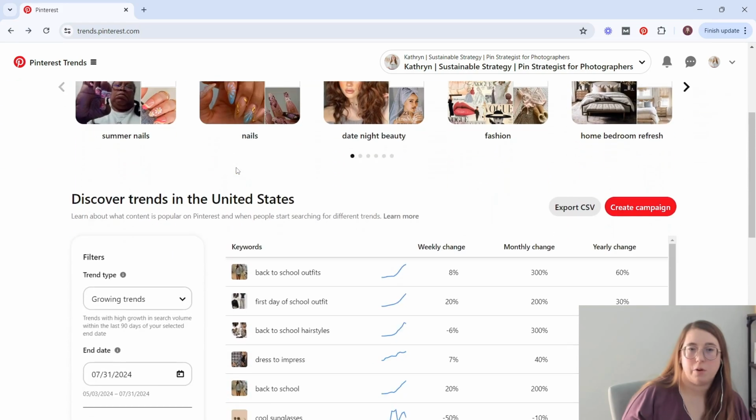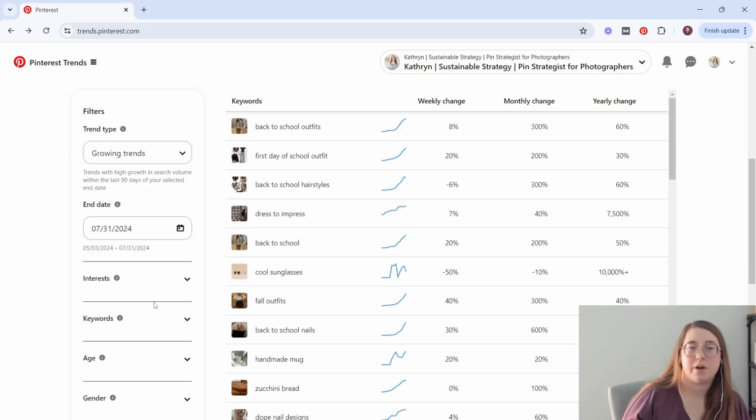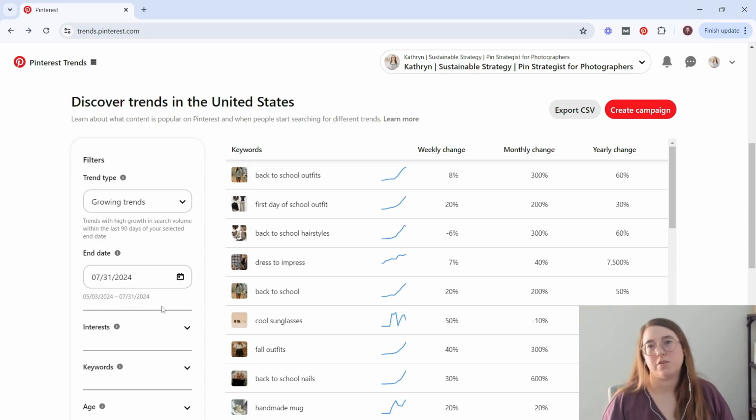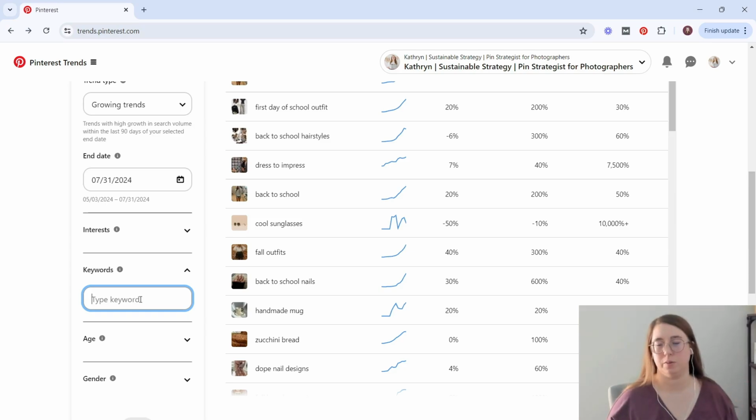We are going to scroll down here, and this is where I look for growing trends. For the brand photography niche, we're going to go down here to keywords. It's going to be looking at the dates within this range here, which is going to be May, June, July, so the last 3 months essentially. And we're going to go to keywords, and then you're going to type a keyword you want to look for.